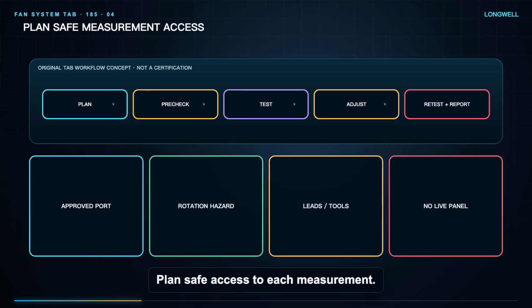Plan safe access to each measurement. Running systems can expose rotating parts, automatic dampers, electricity, pressure, hot or cold surfaces, chemicals, and elevated locations. Use permanent approved ports and guarded positions. Keep clothing, leads, cameras, and tools controlled. Removing a guard or panel for a better live reading is not acceptable.